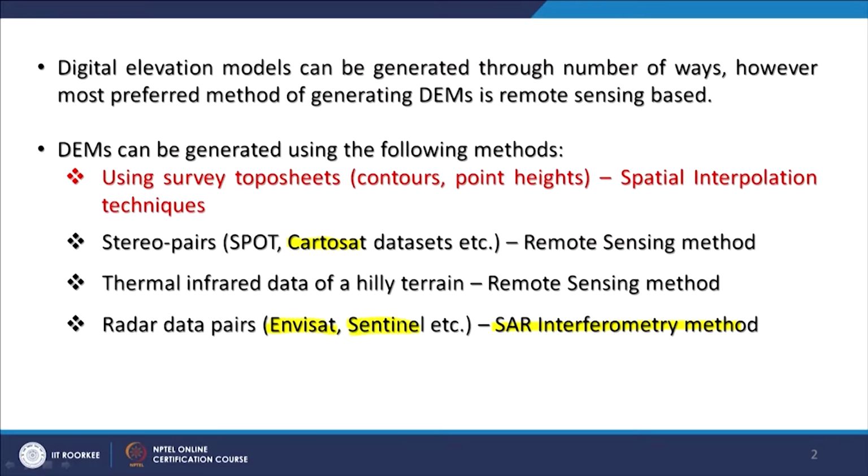also Sentinel, which is also a European satellite, and ALOS PALSAR, and one more satellite that started this SAR interferometry also, RadarSat of Canada. So many such satellites, especially in the microwave region of the EM spectrum, started providing radar data pairs, and these were employed to generate digital elevation models using this SAR interferometry technique. And definitely resolutions also started improving since then.